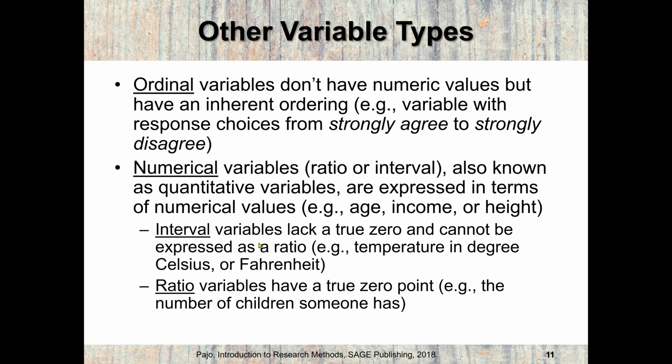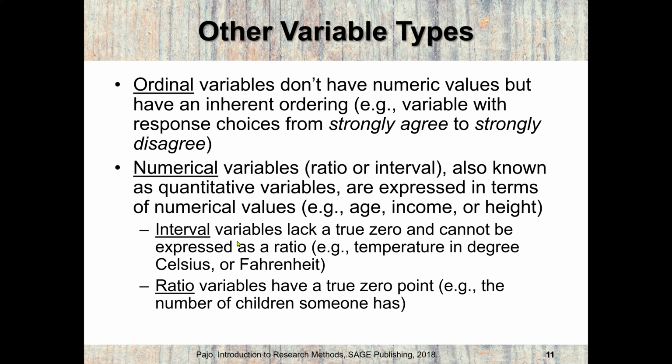So interval means the variable will lack a true 0. The example I gave is temperature. The temperature is 0, doesn't mean there's no temperature. It means it's very cold. So 0 means something, and it cannot be expressed as a ratio. So temperature in degrees Celsius or Fahrenheit. Ratio will be variables that have a true 0 point. So an example will be the number of children someone has. If I have 0 children, it means I don't have any children.